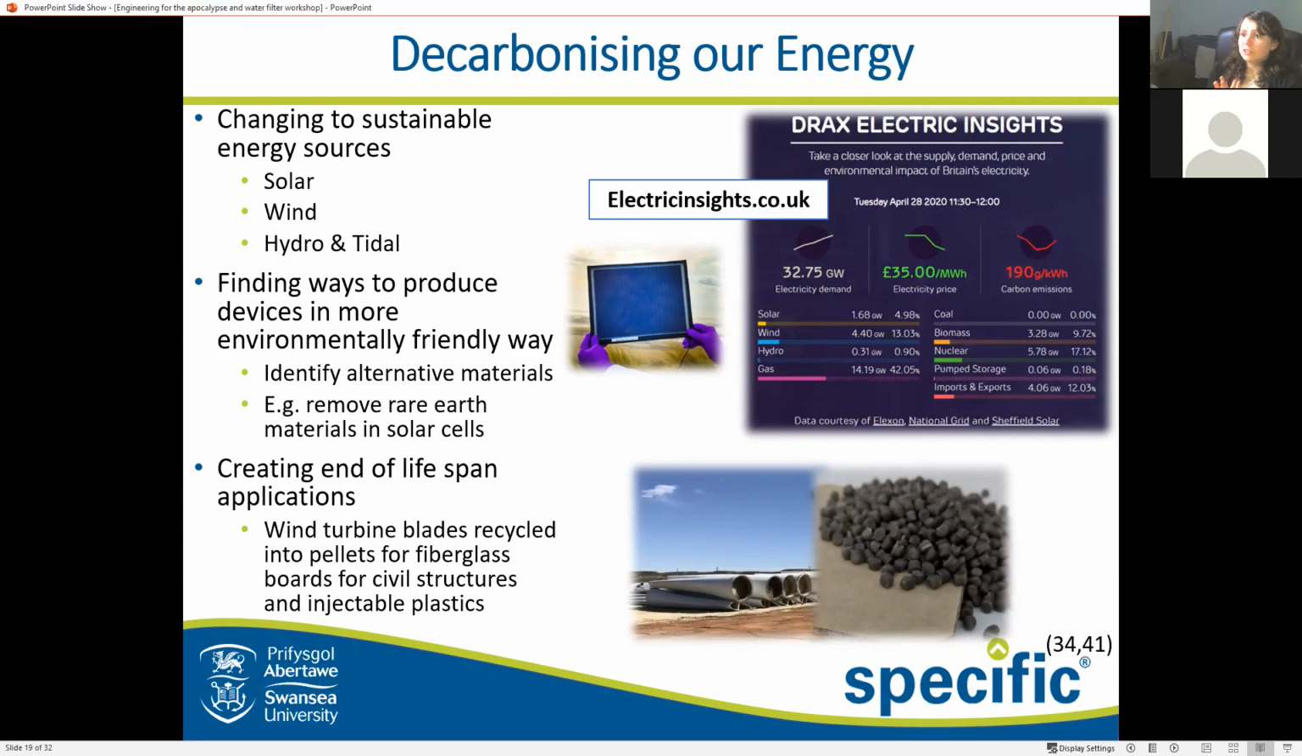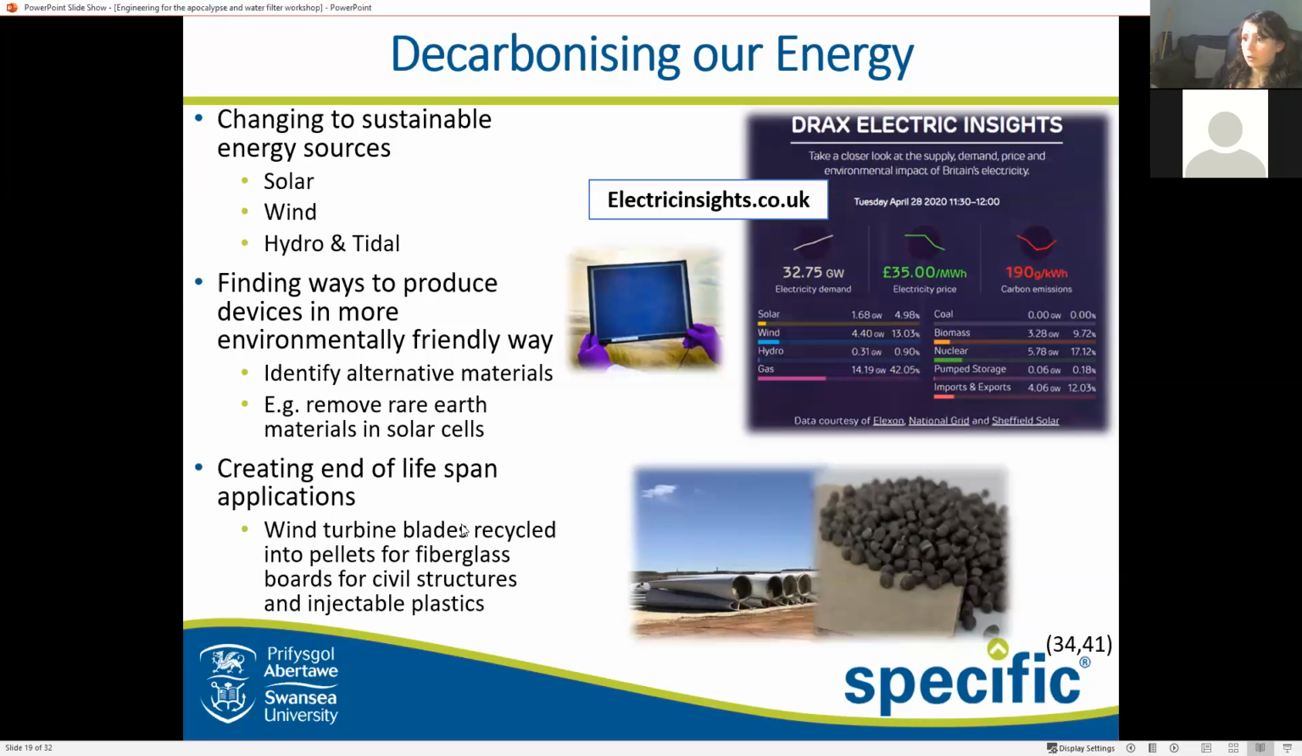So finding ways to produce devices in more environmentally friendly ways are also needed. So referring back to the circular economy, we need to find alternative materials. In some solar cells, things like rare earth materials are regularly used. These are resources we don't have a lot of and therefore need to protect. So it's always finding alternatives and finding better ways to do it, or even finding ways to reduce our travel, to reduce our carbon footprint. So finding things locally. All of these things have to be taken into consideration and don't just have to be at an engineering level. We can even do it in our own lives.